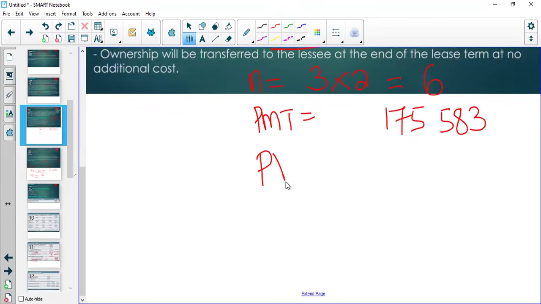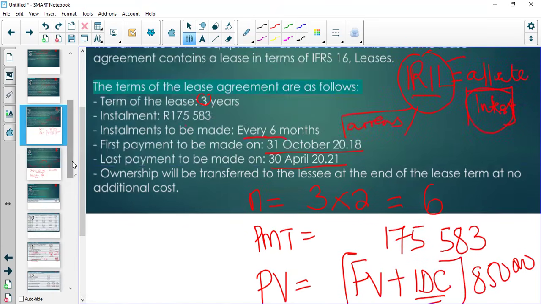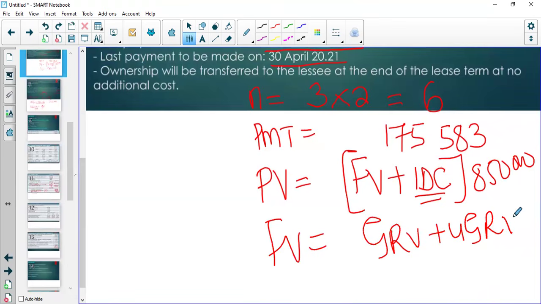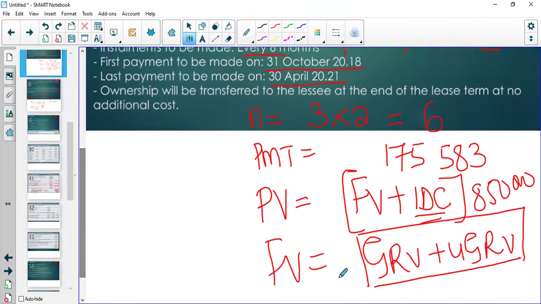So the present value is the fair value of the asset being given up plus the initial direct costs, if this is not a dealer lessor or manufacturer lessor, right? And we have it as 850,000. There's no initial direct costs here, right? And the future value for the lessor would be the guaranteed residual value and the unguaranteed residual value. What is the lessor going to receive at the end? So in this question, I do not see that. So the future value will be 0.